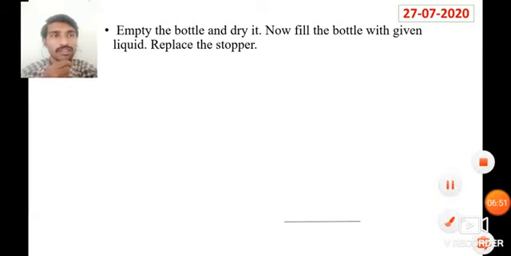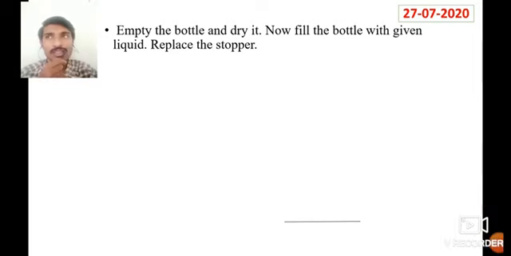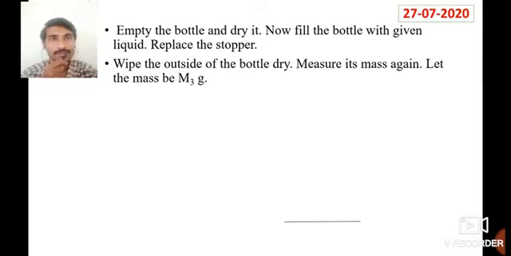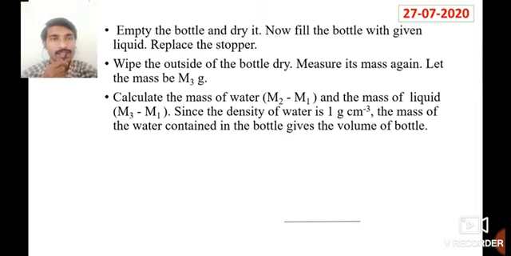So here we are again filling the bottle with a liquid. That means if you want to measure the density of milk, you have to place the milk inside this bottle. Suppose if you want to measure the density of a particular oil, you have to fill this bottle with the oil, wipe it dry, replace the stopper, measure its mass, let it be m3 gram. So calculate the mass of the water, m2 minus m1, and the mass of the liquid, m3 minus m1.